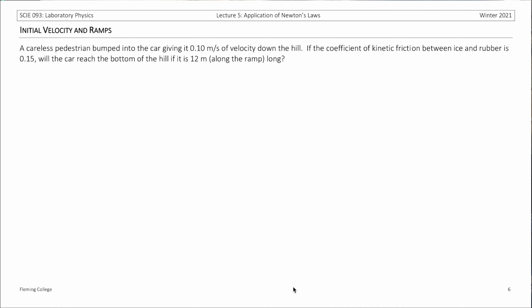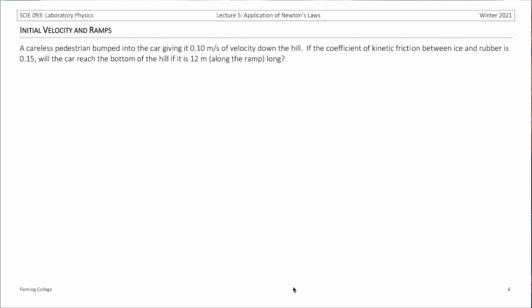In that same scenario, what were to happen if a careless pedestrian bumped into the car, giving it a velocity of 0.10 meters per second down the hill? The coefficient of kinetic friction between ice and rubber is actually the same as the coefficient of static friction. Here we're asking you, will the car reach the bottom of the hill if it's 12 meters along the ramp?